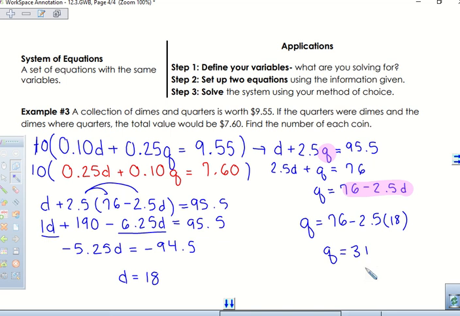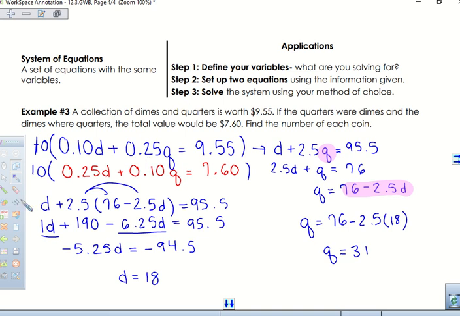Why would it be a red flag if my end result had a decimal in it here? You can't cut a dime in half. Yeah, I mean you could, but it doesn't have a monetary value, right? So just keep that in mind. Use context clues to also check your work and verify if it makes sense in the end of the problem. Okay? And it also can't be a negative amount of something.